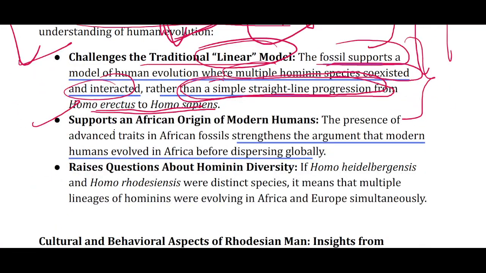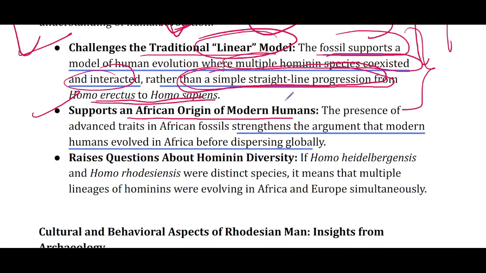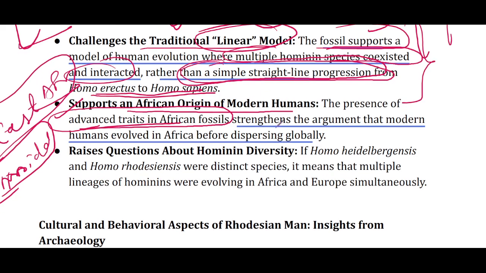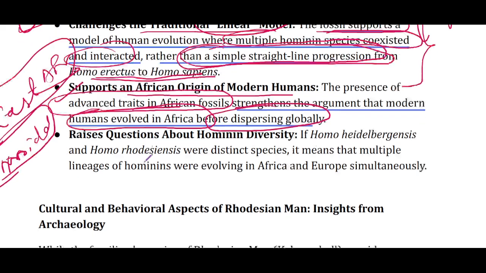The second implication is that it supports an African origin of modern humans. So, the presence of advanced traits in African fossils, most of which were found in the East African Valley and most of which belong to the Middle Pleistocene, all of them showed advanced traits, and this strengthened the argument that modern humans evolved in Africa before migrating out of it.